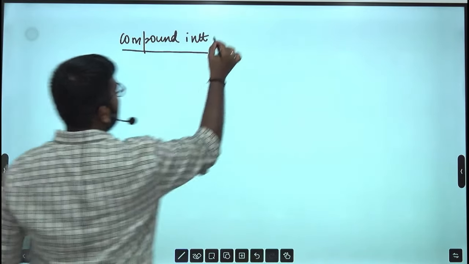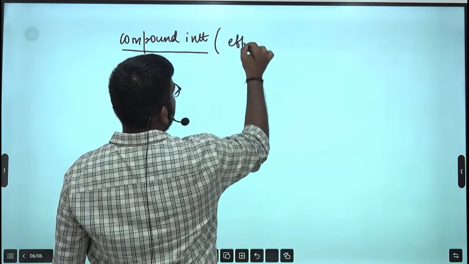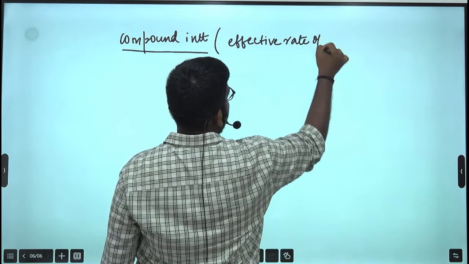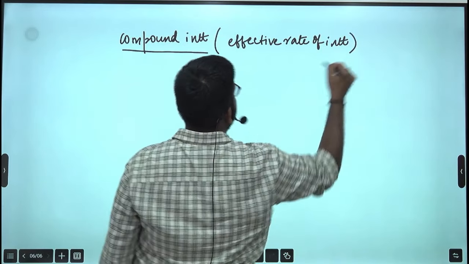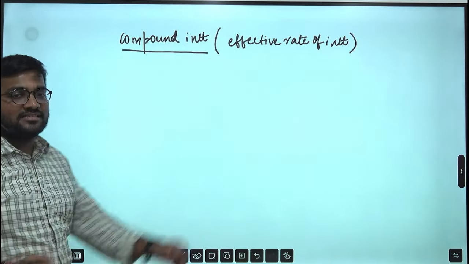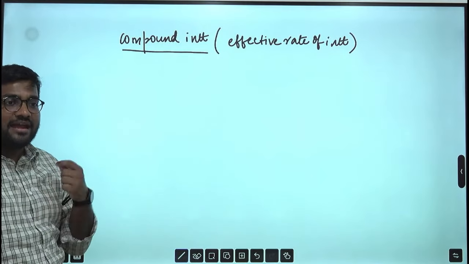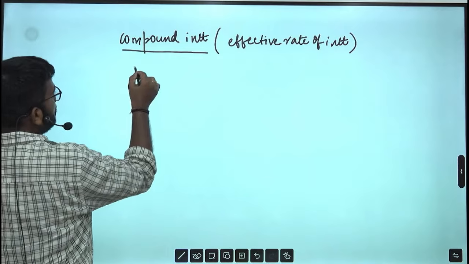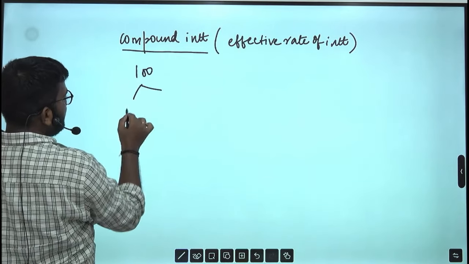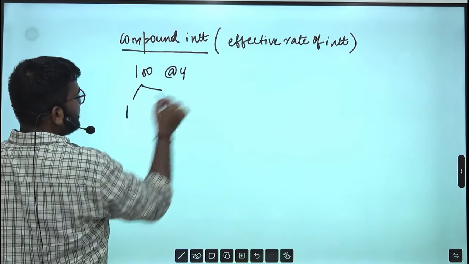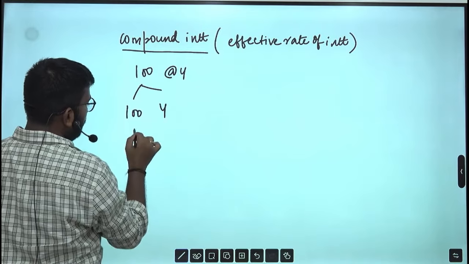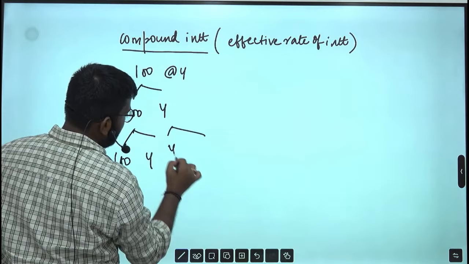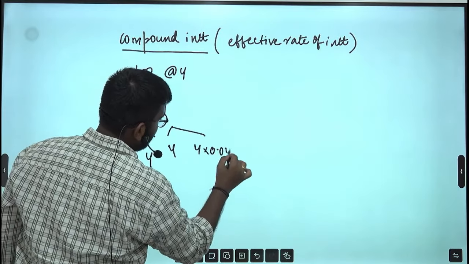The other name for compound interest is effective rate of interest. So when interest is getting compounded, we get interest on interest, then it is compound interest, okay? So 100 is invested at the rate 4% interest. So 104, then on 104, this 4 will again earn interest, 4 into 0.04.